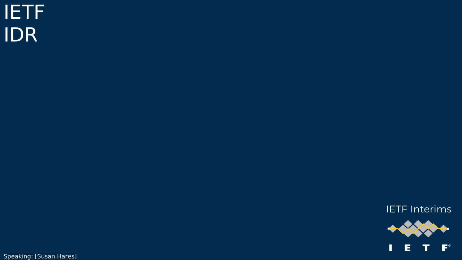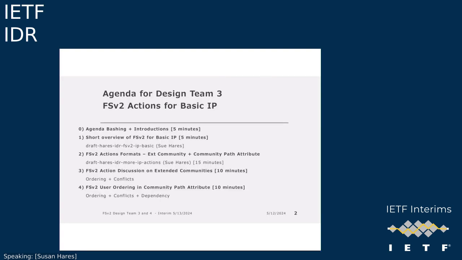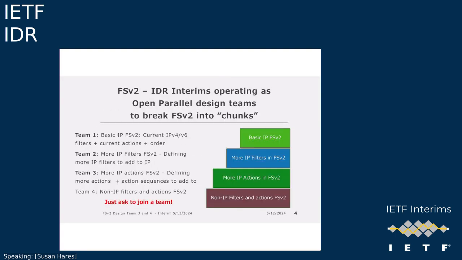I hope you will give us some feedback on what we should do. The base IP is the real key thing. We need to know where we have the actions designed correctly for the base IP, that we're solving the problems that FlowSpec V1 had with interactions between actions and ordering. I will bring that up on the list and see if we can work on that.